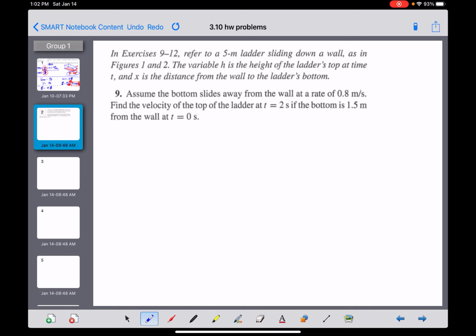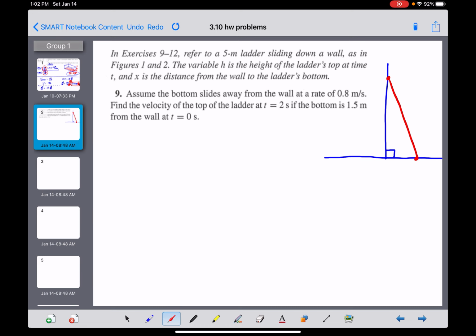All right, in problem number 9, we're talking about a sliding ladder problem. So what's going on here? We've got the ground, which of course we're going to assume is level, and then a wall or a house right here that we're going to assume is perpendicular to the ground, and then we have a 5-meter ladder leaning against the house or the wall, looking something like this.